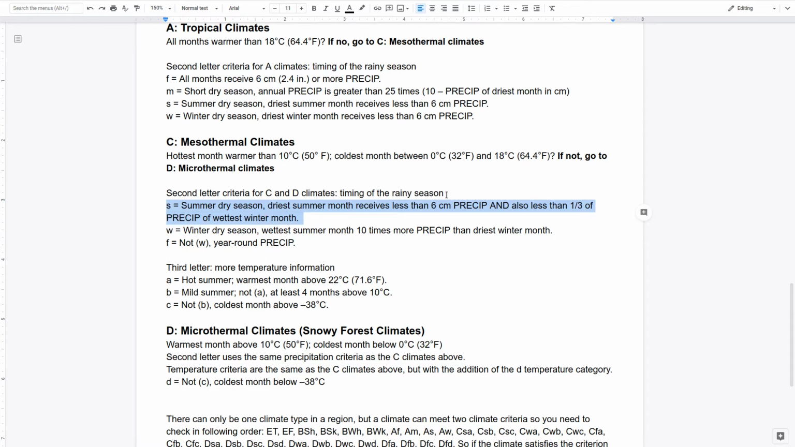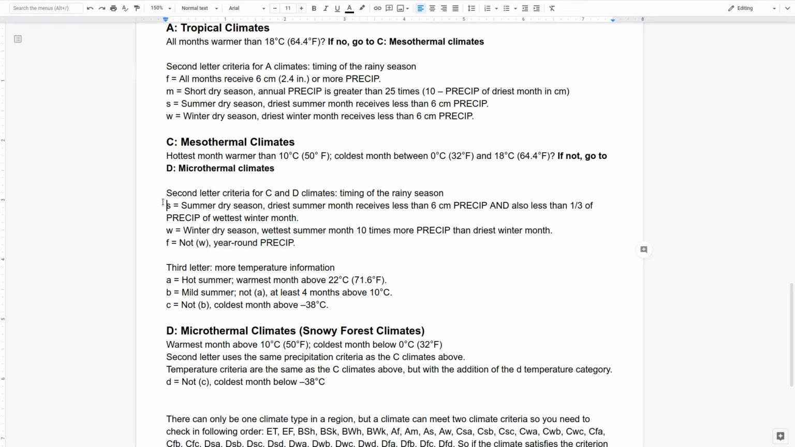If the answer to both of those is yes, the driest summer month gets less than 6 centimeters precip, and the precip for the driest month is less than 1/3 of the precip for the wettest month, it's some sort of CS climate. If it's not a CS, then you check, is it a CW? And that's a winter dry. The wettest summer month is 10 times wetter than the driest winter month. So you just compare them, multiply the driest month by 10, compare it to the wettest month. If it's not an S, if it's not a W, then it's some sort of CF climate with year-round precip.